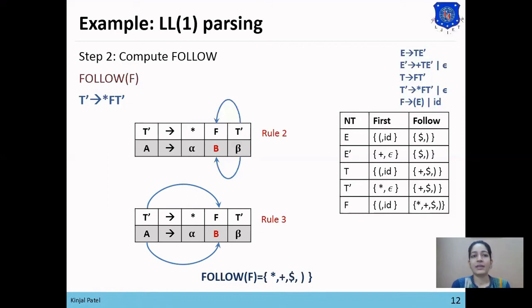So this is how we can find follow for non-terminals. Now the third step is to construct the LL1 parsing table using first and follow, which we will learn in the next lecture.